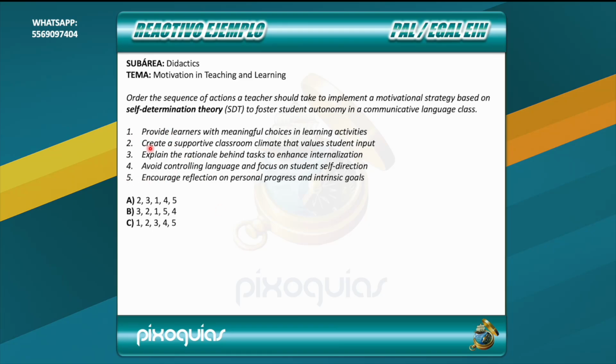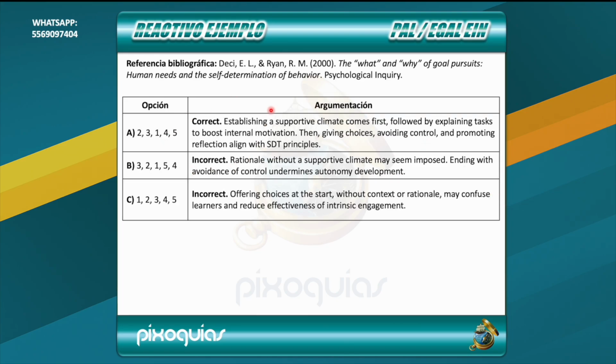Following that, 3, that is explain the rationale behind tasks to enhance internalization. 1, provide learners with meaningful choices in learning activities. 4, avoid controlling language and focus on student self-direction. And 5, encourage reflection on personal progress and intrinsic goals. The correct answer is explained because establishing a supportive climate comes first, followed by explaining tasks to boost internal motivation, then giving choices, avoiding control, and promoting reflection aligned with SDT principles.